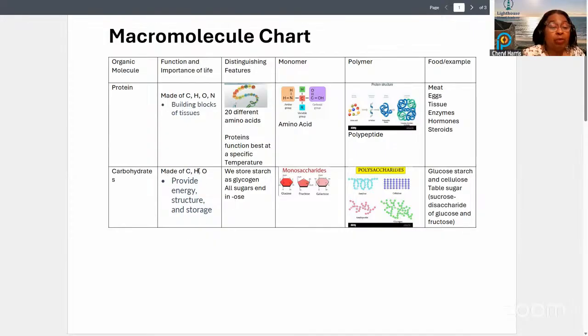Carbohydrates only have carbon, hydrogen, and oxygen. We don't have nitrogen in a carbohydrate. One of the things that they do is they store starch as glycogen. Glycogen is the stored form of a carbohydrate. So think of that as the carbohydrate store. If you buy too much and you want to put it in the cupboard for a little while and get a source of energy later, you're going to break down your glycogen. And all sugars end in OSE. So like how peptides was for proteins, if you see a word like glucose, fructose, galactose, those are all sugars.